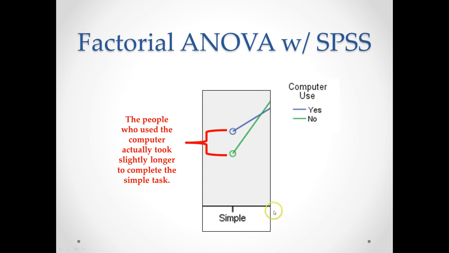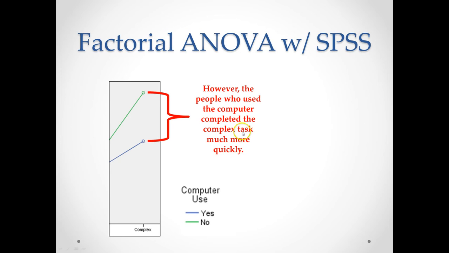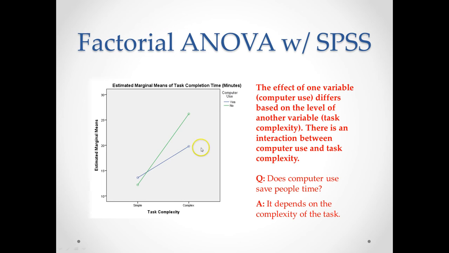So here it is sort of blown up. The people who use the computer took longer to complete the simple task, but the people who use the computer finished the more difficult task more quickly. Right? So does computer use save time? It depends. Whenever the answer is it depends, that is an interaction effect.